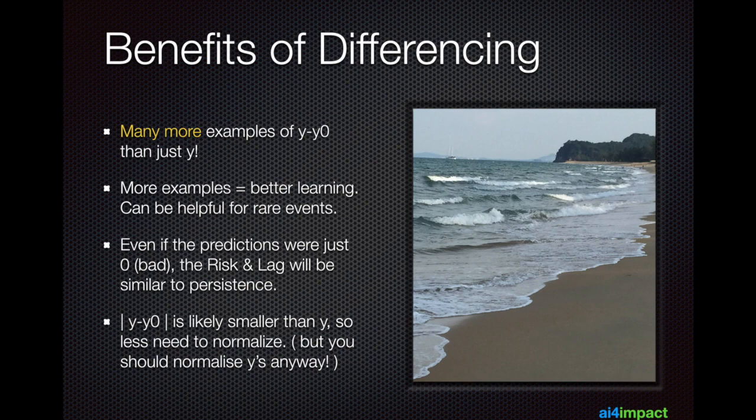Secondly, even if the predictions were bad, or on average 0, the risk and lag would be very similar to persistence. So in practice, difference networks often start with a lag and test loss equal to that of persistence. Next, y minus y naught is likely a much smaller value than y, so there is less need to run a normalization. Of course, you should go ahead and try and normalize the y values anyway.